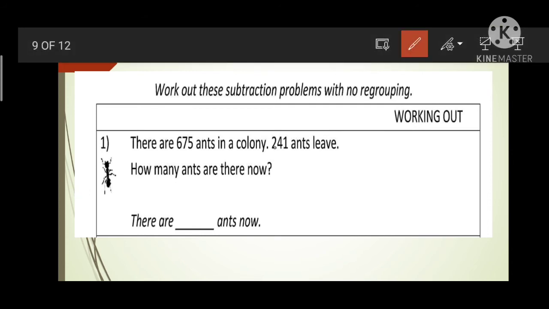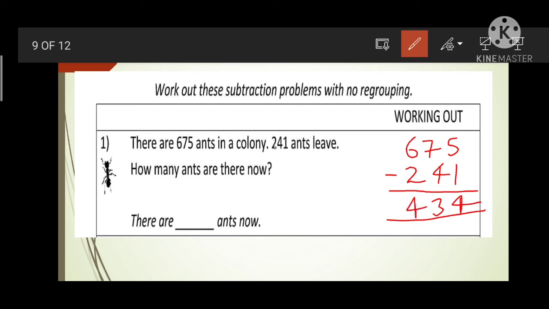Now there are 675 ants in a colony, 241 ants leave. How many ants are there now? Okay, so 675 ants were there, and from this 241 have left. They have gone, so clearly it will be subtracted from the number. So we will subtract and write the answer. From 5, 1 will be subtracted, 4. From 7, 4 will be subtracted, 3, and from 6, 2 will be subtracted, 4. So how many ants are remaining? 434 ants are remaining.